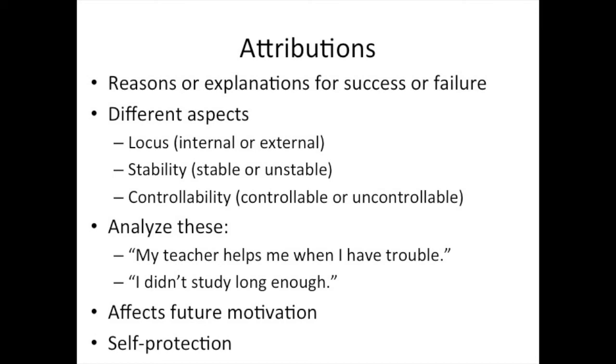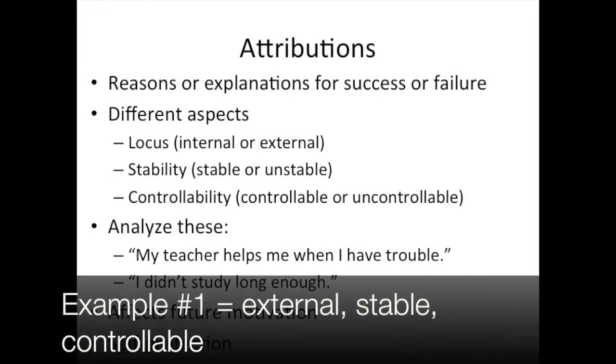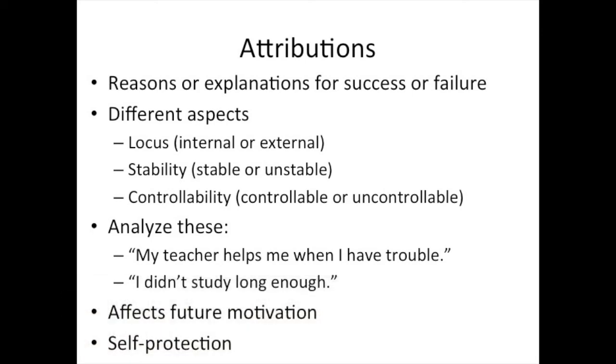So here are some examples of attributions a person could give. My teacher helps me when I have trouble. If someone was successful and they said this, you would say it's an external locus, it's probably stable, and it's controllable. The teacher has control over it.